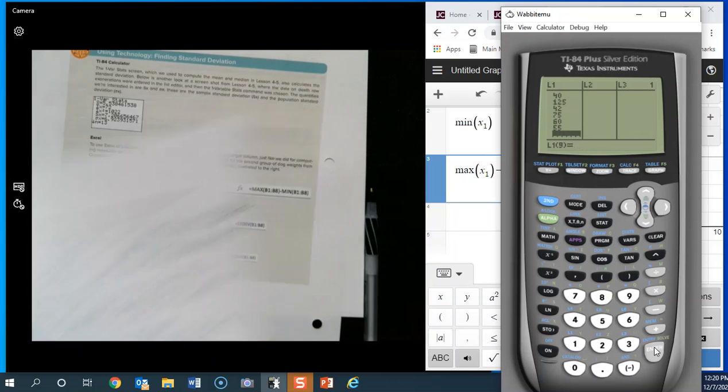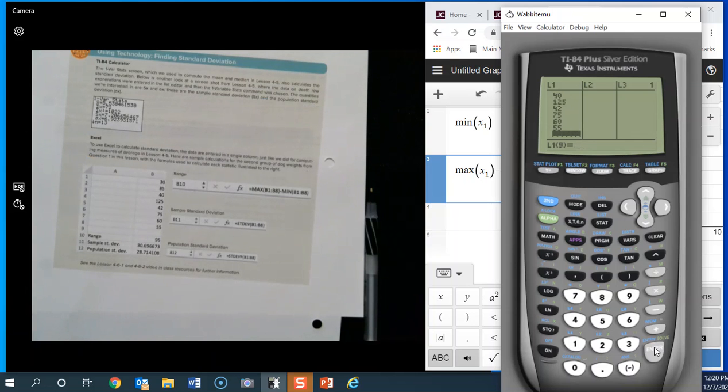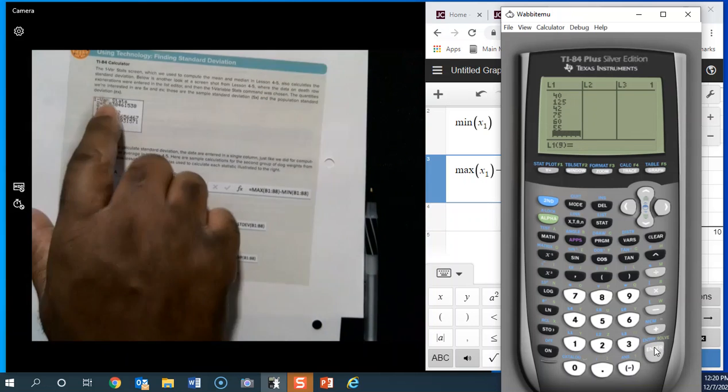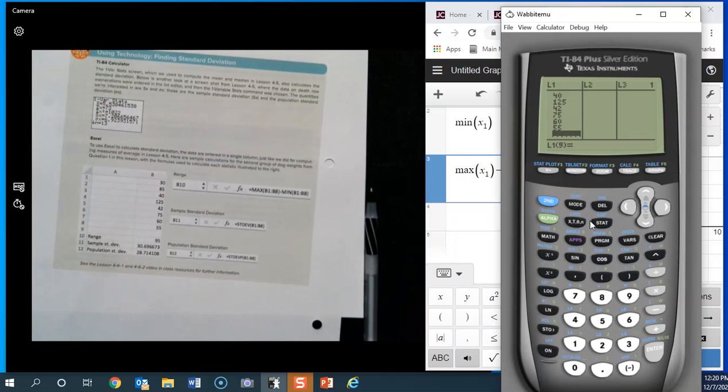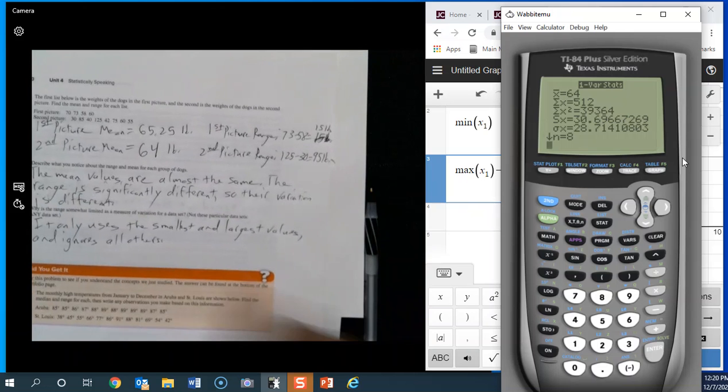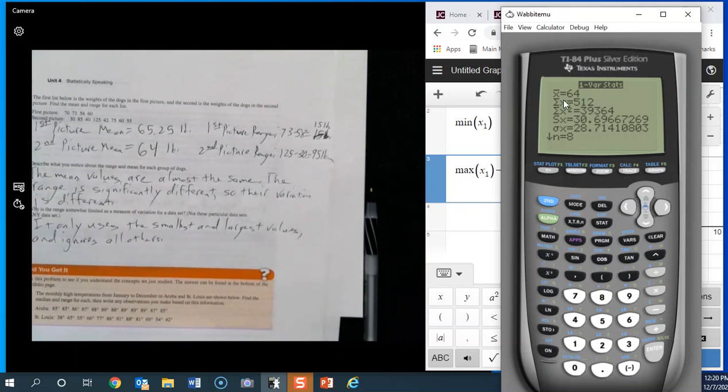Okay, so now we put these values in the calculator. Now we want to get to where it says 1-Var Stats. So what we could do is press stat, go to calculate, and press enter on 1-Var Stats. You have to make sure that L1 is here. Press enter, make sure nothing is behind the frequency list, and then calculate. Remember, for picture 2, we did calculate the mean. It gives us the mean.